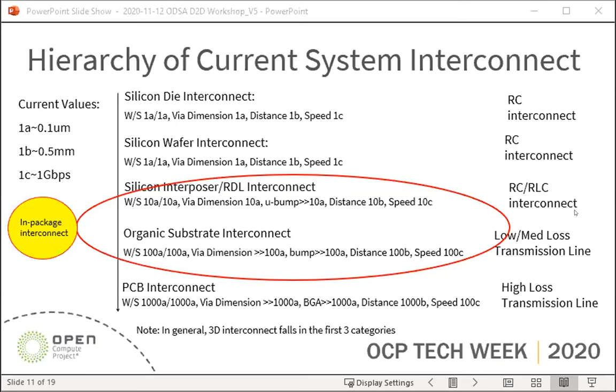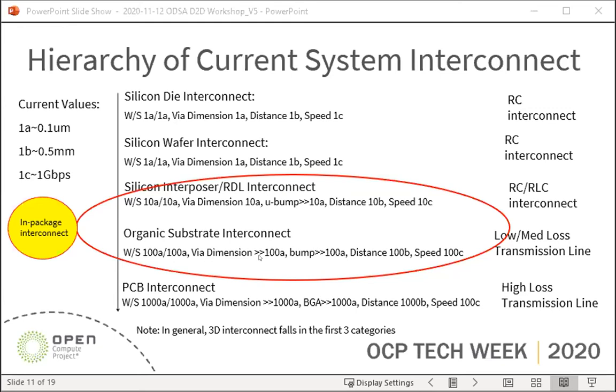And then the next level of communication, which brings another 10x factor, is when we need to move and communicate on organic substrate. So in this case, width and space grow by another factor of 10. So overall it's a factor of 100, meaning that if width and space of a wire on silicon die was around 0.1 micrometer, here we're talking about 10 micrometer width and space.